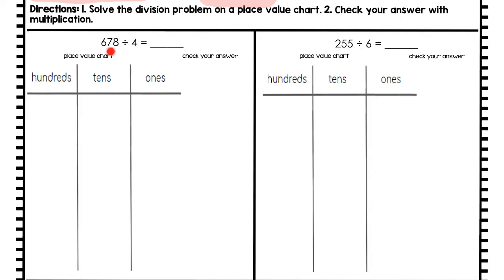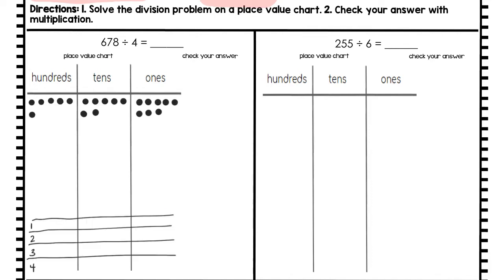So we need to begin by looking, and we have 678 divided by 4. So you're going to put 678 at the top of your place value chart and divide it into 4 groups. Pause the video and do that. All right, we're going to start in the hundreds place. I have 6 hundreds. Do I have enough to put 1 in each group? Yes, I do. 1, 2, 3, 4.